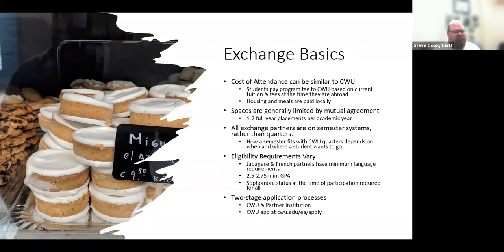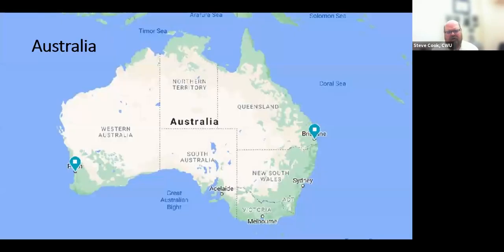All right, so moving on to talk about the partnerships themselves. We're going to start off in Australia. I'm going alphabetically by country. So we have 2 partners in Australia. Our exchange partner is in Brisbane, which is over on the East Coast, as you can see. And then we have a direct enroll relationship in Perth over on the West Coast.